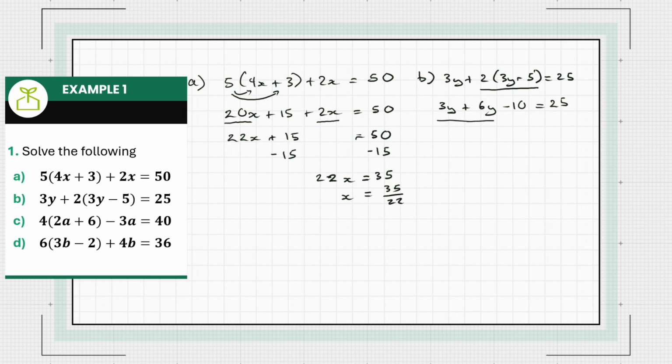Now we can group both of these up because they're like terms, and we get 9y minus 10 is equal to 25. Now if we add 10 to both sides, we're left with 9y is equal to 35. Then we can divide both sides by 9 to get y is equal to 35 divided by 9.